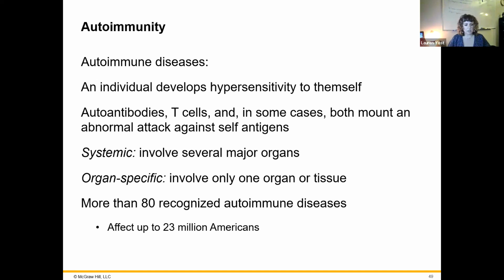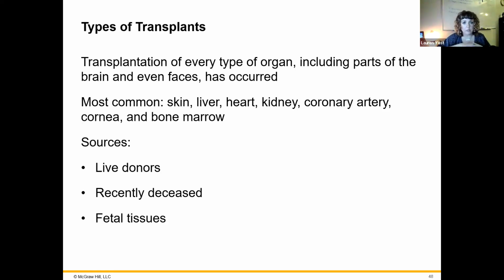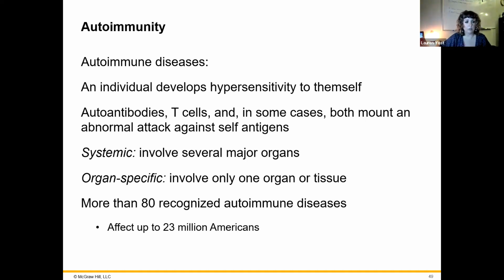A lot of times the tissue can come from living donors, right? So you can give a kidney to somebody as a living person, or part of your liver. It can also come from recently deceased people, often on life support but brain dead, and then fetal tissues as well, discarded fetal tissues.